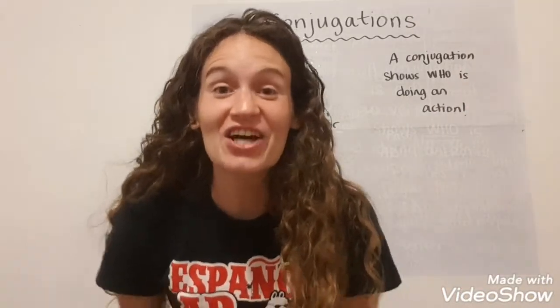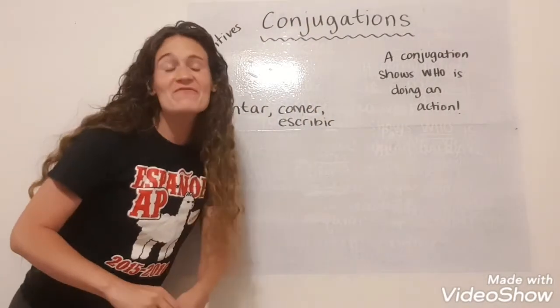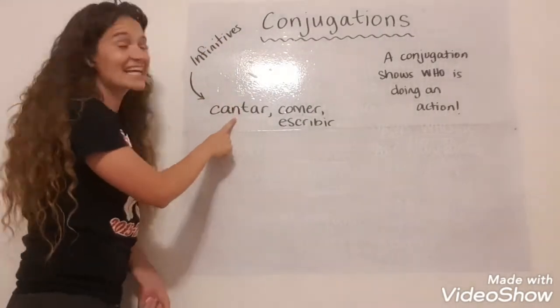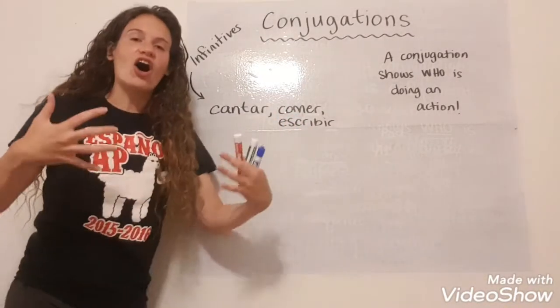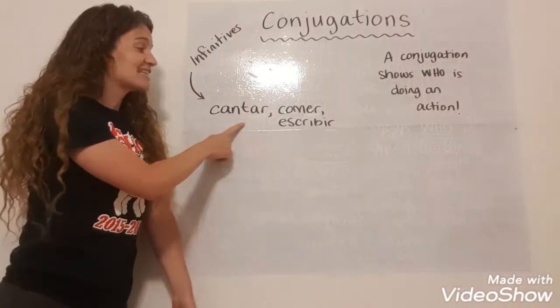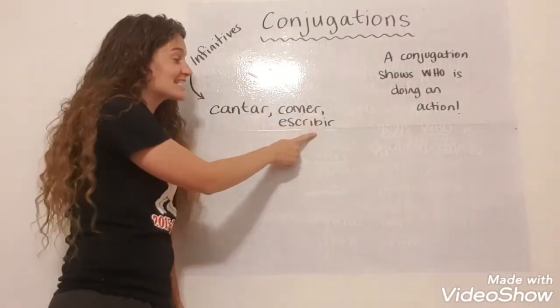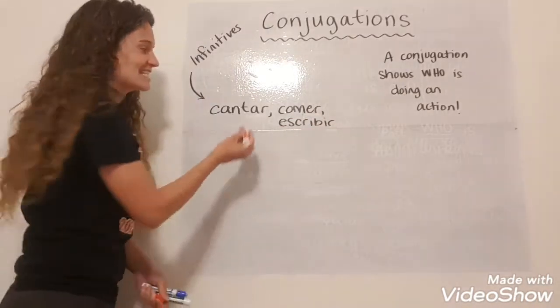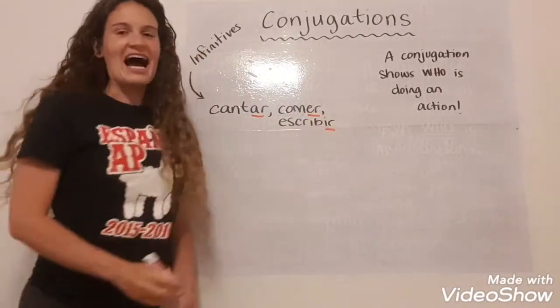Today we are going to talk about how to conjugate infinitives. So first thing we need to remember is, what is an infinitive? Infinitives are words like cantar, comer, escribir. They all are actions. Cantar means to sing, comer means to eat, and escribir means to write. And infinitives always end in AR, ER, or IR.